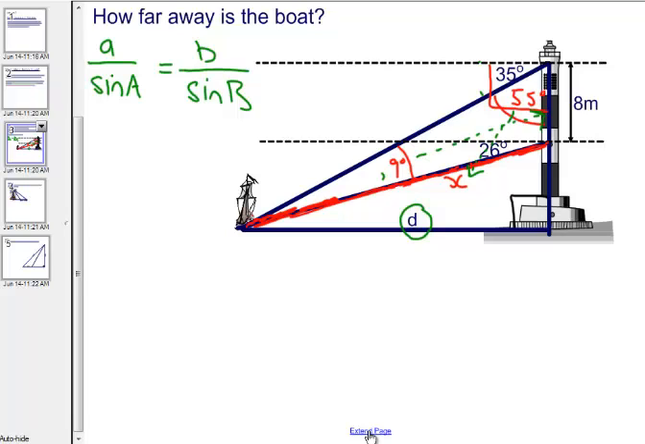I'm going to start with, I really like my unknowns to be on the left. So my missing side length X is going to be on the left, divided by sine of the angle that is opposite X, which is 55. That will be equal to the other bit of information I've got, which is the side length of 8 divided by sine of the angle that is opposite that one, which is 9 degrees.